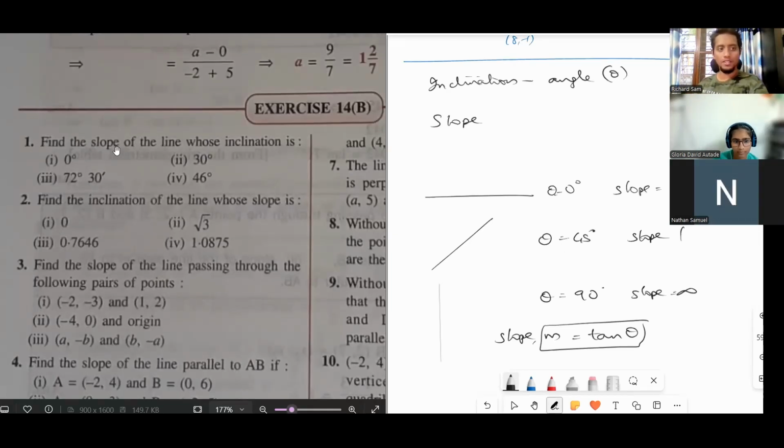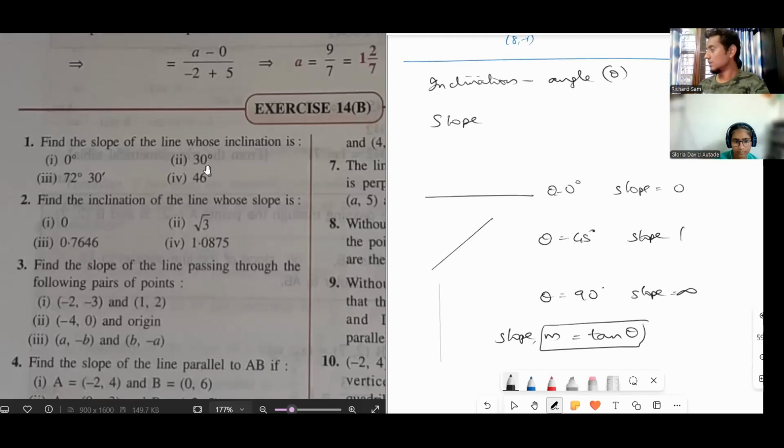Okay, did you get the slope of the line whose inclination is 0 degree? Yes, the answer is 0. And 30 degrees? 1 upon 2? No, 1 by root 3. Yeah, correct.